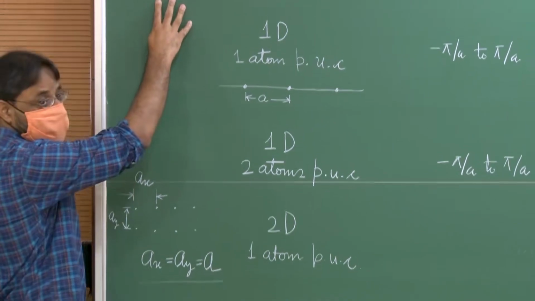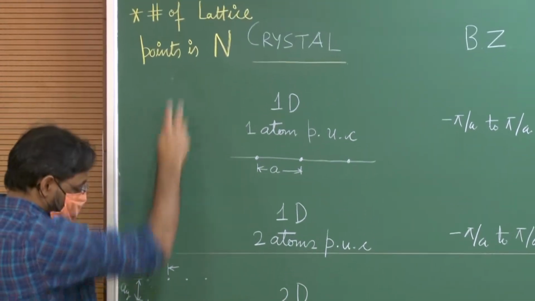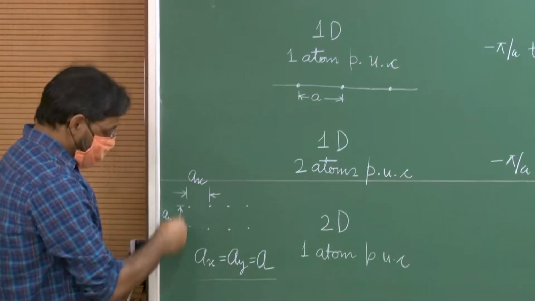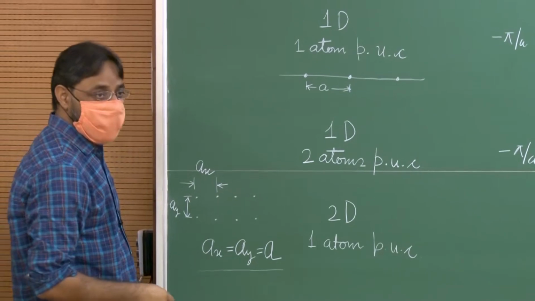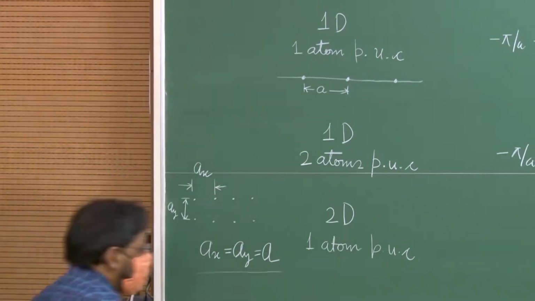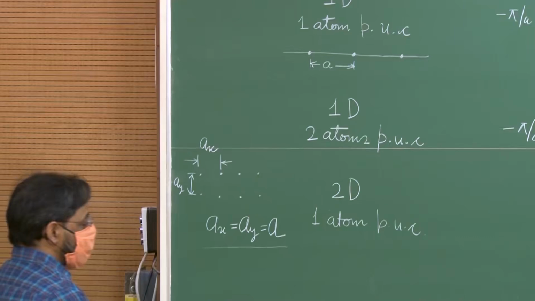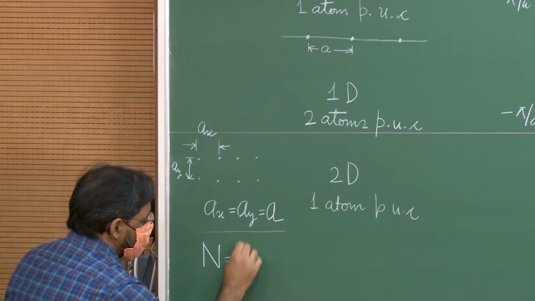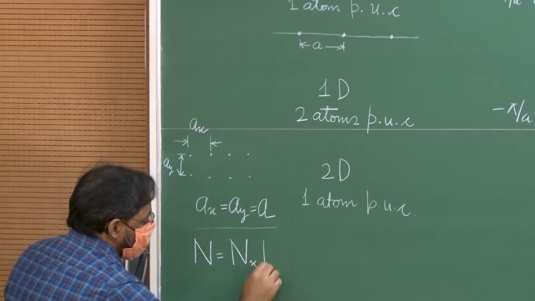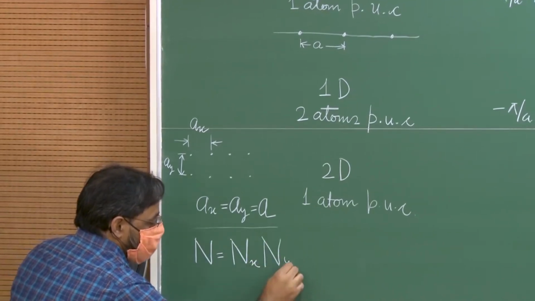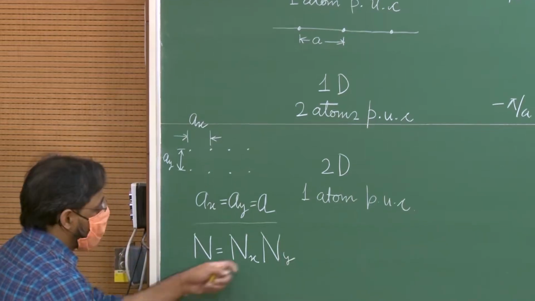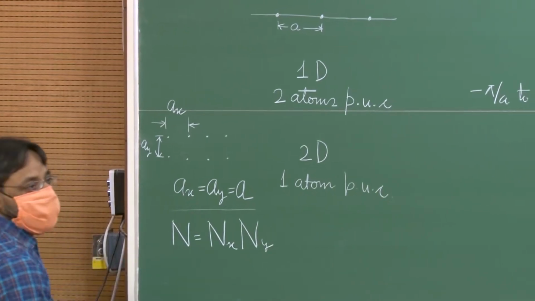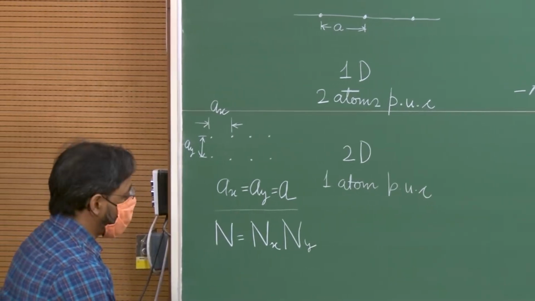So, here you have how many lattice points? The number of lattice points is still the same. You have nx lattice points along the x axis and ny lattice points along the y axis. So the total number of lattice points is now like a grid: n is equal to the number of lattice points along the x axis times the number along the y axis. Because Ax is equal to Ay, nx is equal to ny, and this is equal to the square root of n.